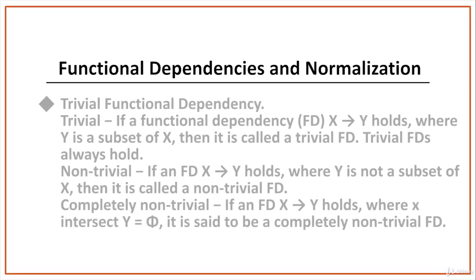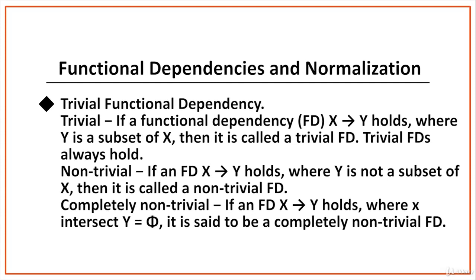Trivial functional dependency. Trivial. If a functional dependency X arrow Y holds, where Y is a subset of X, then it is called a trivial FD. Trivial FDs always hold. Non-trivial. If an FD X arrow Y holds, where Y is not a subset of X, then it is called a non-trivial FD. Completely non-trivial. If an FD X arrow Y holds, where X intersect Y equals phi, it is said to be a completely non-trivial FD.